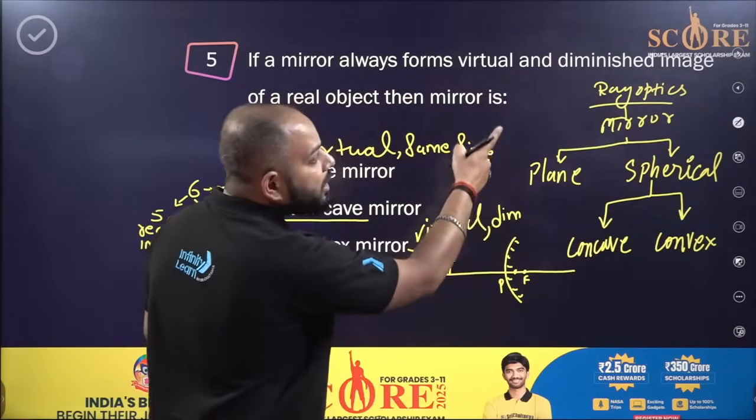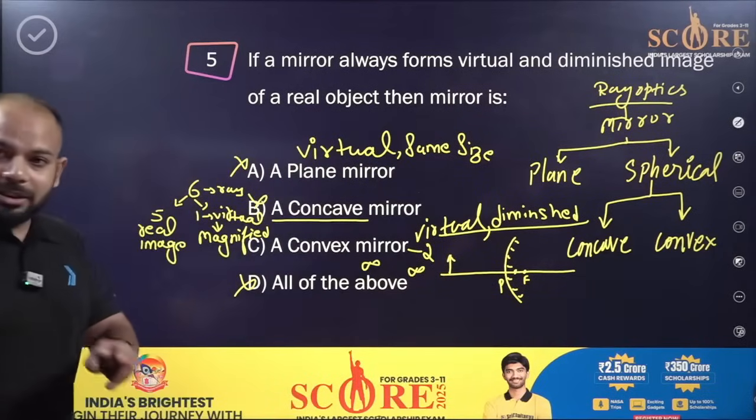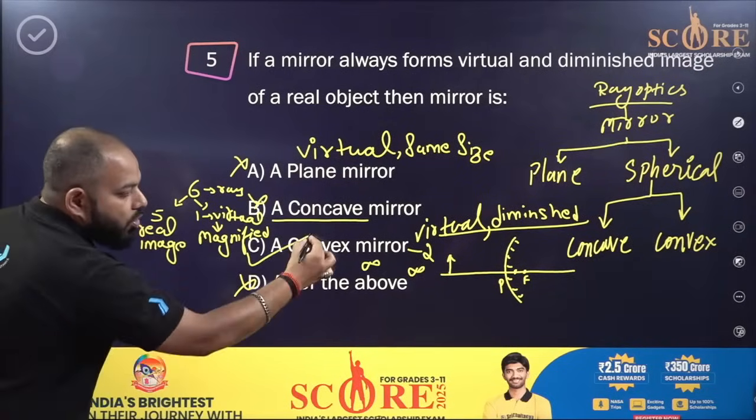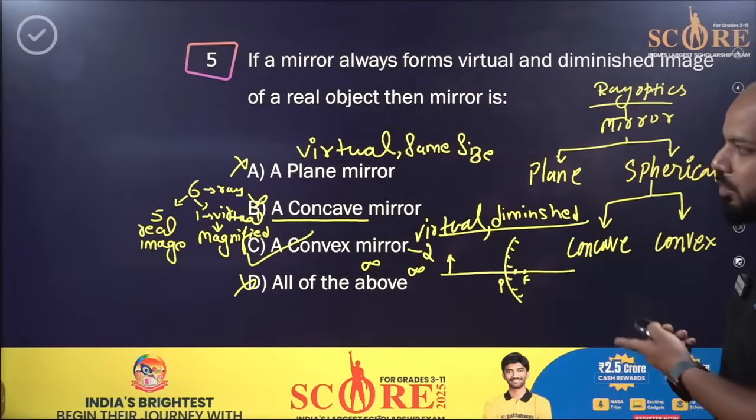Virtual and diminished image is what we want. I hope it's been crystal clear. Yes everyone. So that's the convex mirror. Clear? Let's go with the next question now.